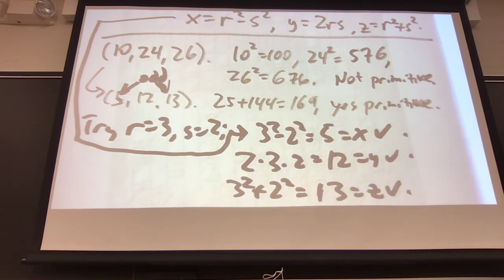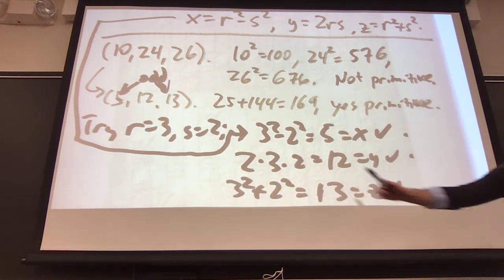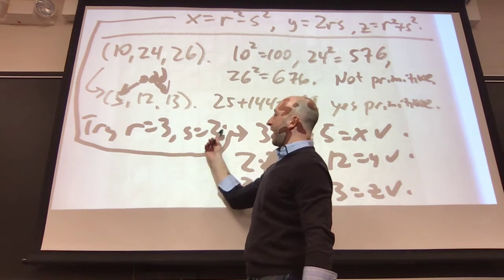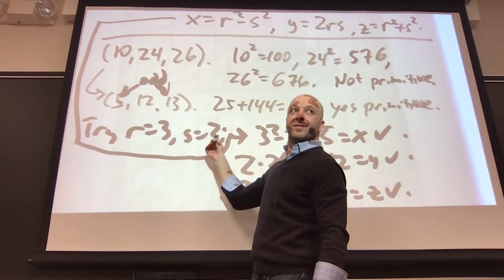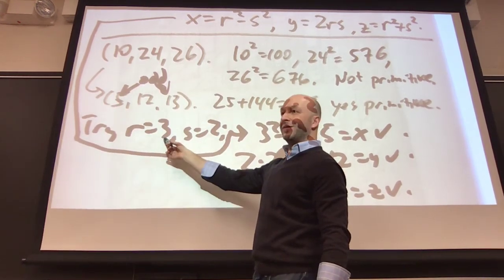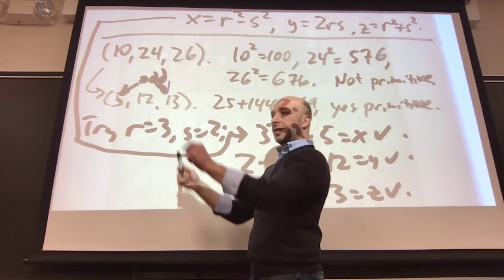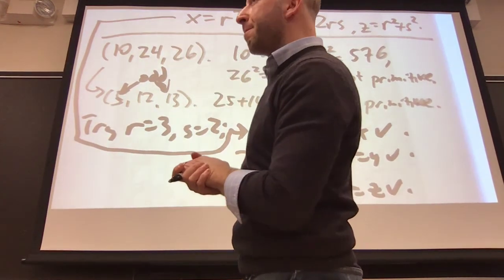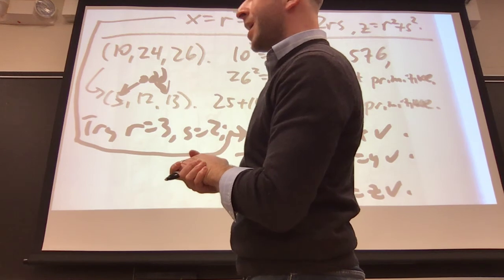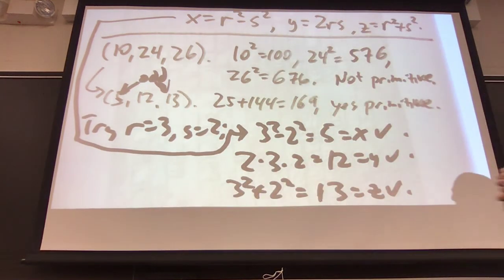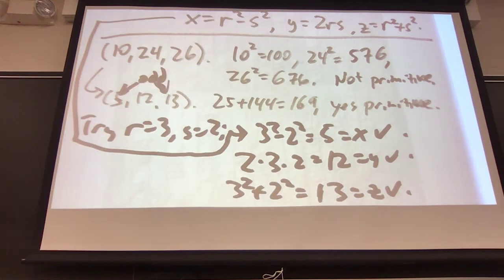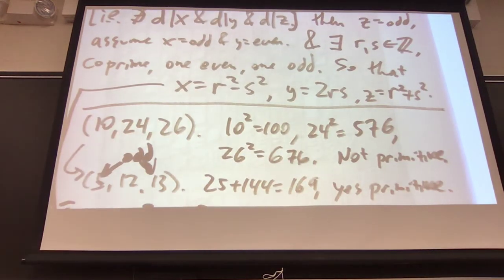Okay? And r and s are co-prime. They have no factors in common, and one of them is even and one of them is odd. Okay? Does r and s have to be unique or not? So, do they have to be unique? Excellent question. Do they have to be unique? So let's stare at that equation.